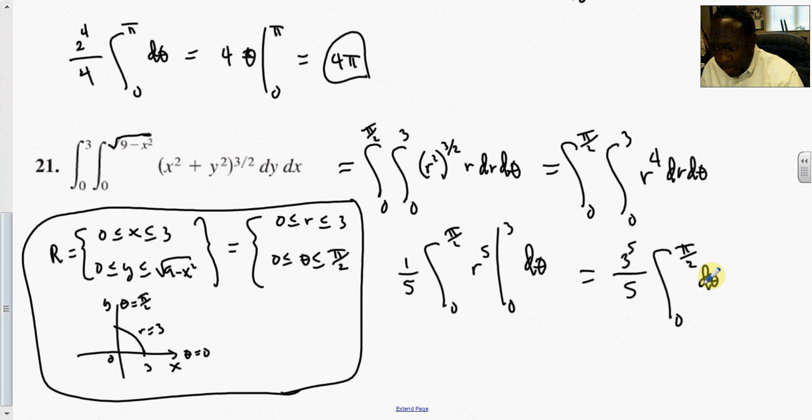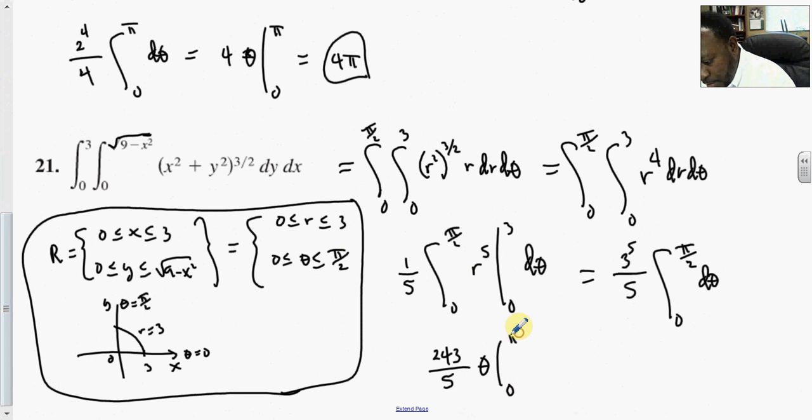So 3 to the 5th, that's 3 squared, which is 9 times 9, 81 times 3, 243. All over 5. And then this is times the theta. The integral of d theta is theta, and theta is evaluated from 0 to pi over 2. And so here we get 243 pi all over 10.